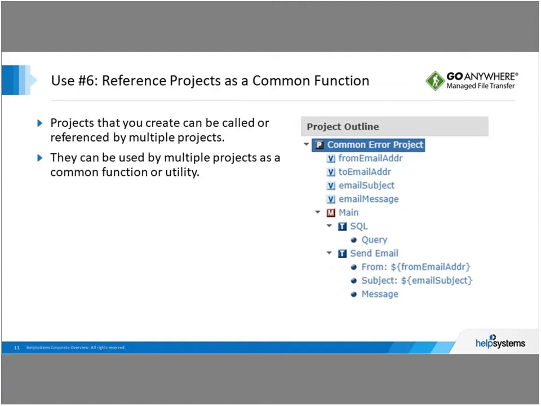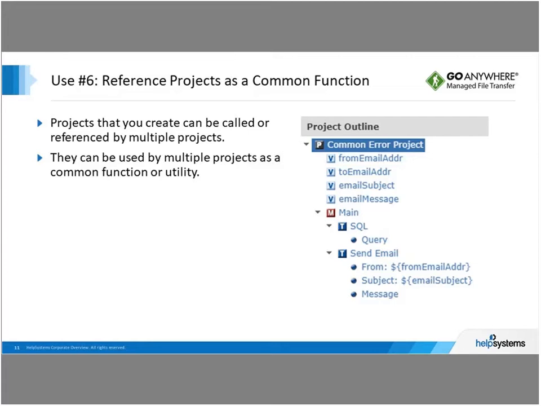All right, number 6, reference projects as common functions or utilities. These projects you can create and have called by reference by multiple projects, meaning if I'm in a certain project, and we'll look at a couple when we get into the demo, and I get to a certain errors module, or I want to capture an error with an actual project, maybe that error is going to simply send out an email. In this actual project here, we're actually going to pass in some parameters as variables.